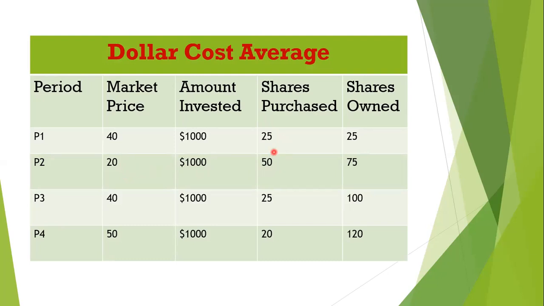So when you add the two up, which is 25 plus 50, the total number of shares that you get is 75 shares. And then in month number 3, the price goes up to 40. So at this time, it could be an opportunity for you to sell your 75 shares, but you want to still keep it and invest more.